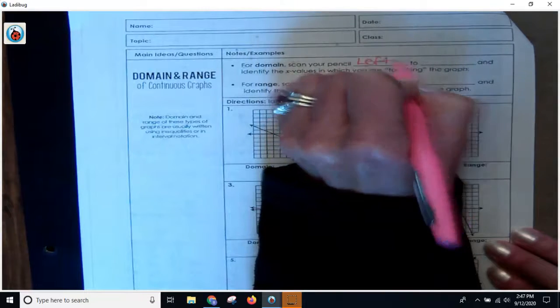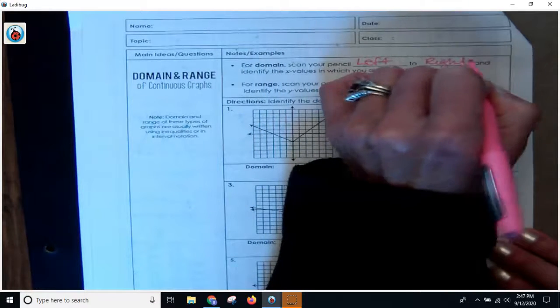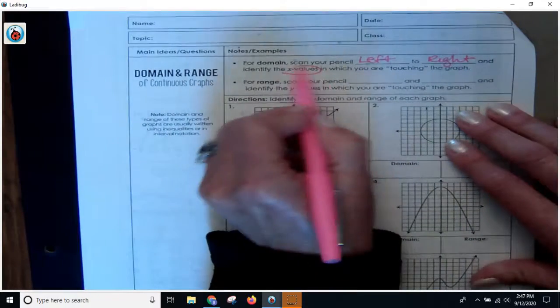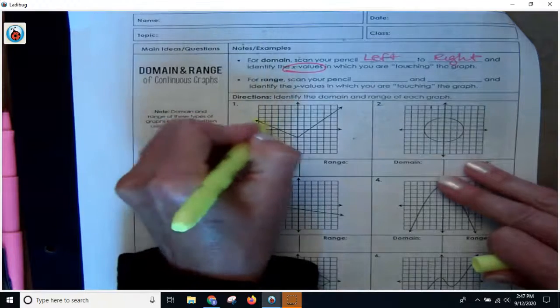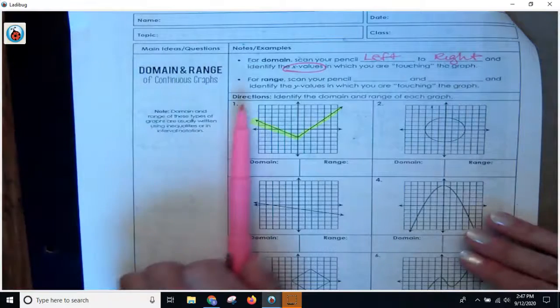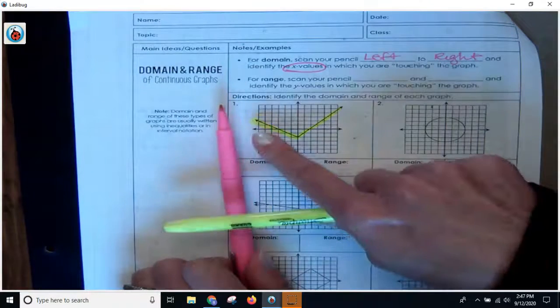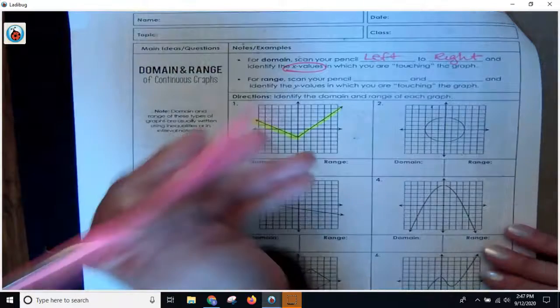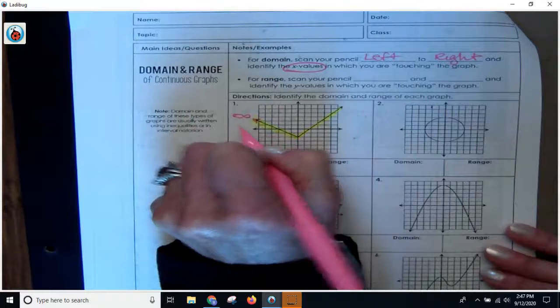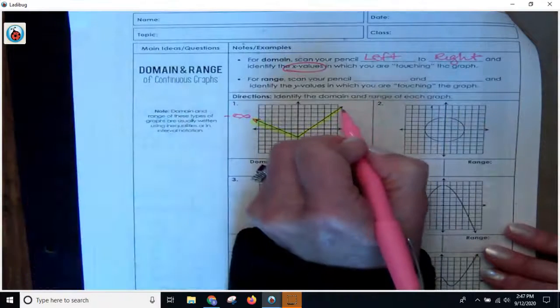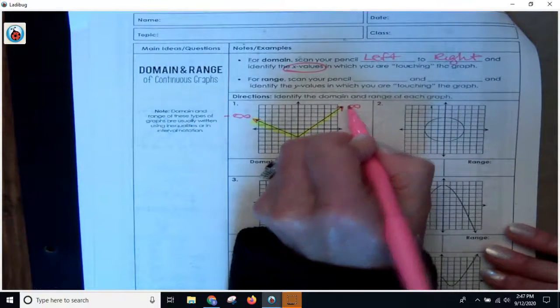For domain and range, you're going to scan your pencil from the left to the right to identify which x values you are looking at in the graph. When I'm talking about the graph, I'm talking about this line right here that's highlighted. What I need to understand is this arrow means it goes on in that direction for infinity. So this arrow is saying this is going on infinitely to the negative side, and this arrow means that it is going on to infinity in the positive direction for your x values.